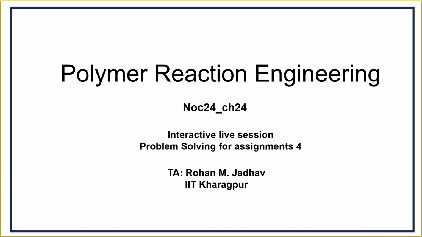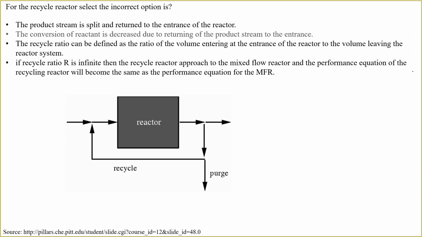Starting from the first question, for the recycled reactor, select the incorrect option. First we'll take a look at the schematic right here, which is telling us what a recycled reactor is. What happens in a recycled reactor is that you have a feed flow rate coming inside. You can see it from the left hand side, entering the reactor, and then the reaction occurs.